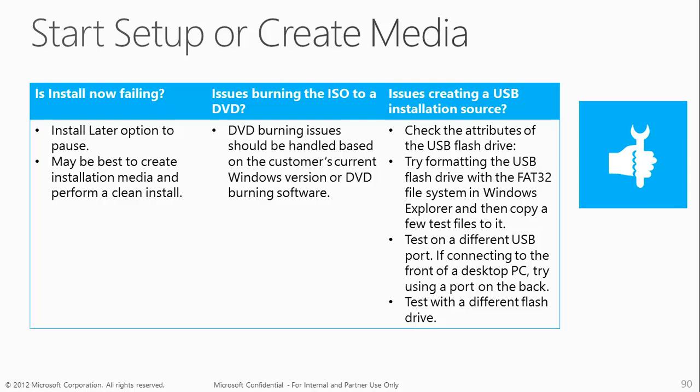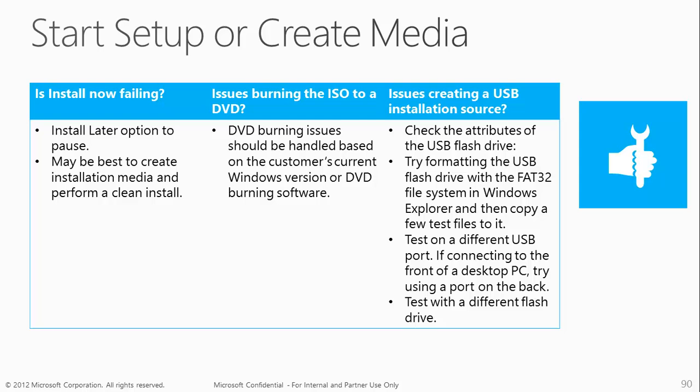If the installation continues to experience issues, though, it may be best to create installation media and perform a clean install. Setup isn't recommended on a Windows installation where you're currently having problems, so if you are currently having problems, there's a high likelihood that you'll just bring those problems forward whenever you attempt to upgrade. Any issues related to burning an ISO to a DVD are not going to be any different from troubleshooting any other form of DVD burning. Everything you know about troubleshooting that category of issues is going to apply here.